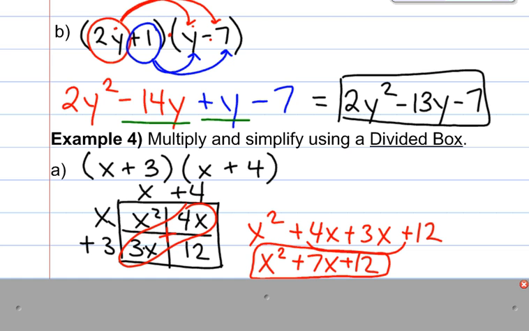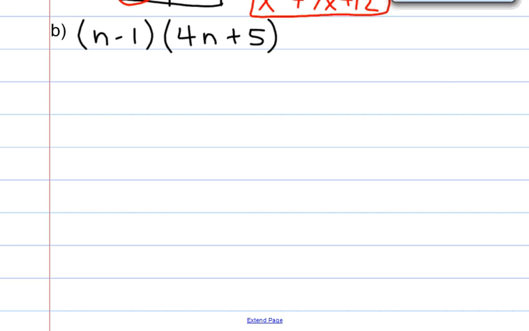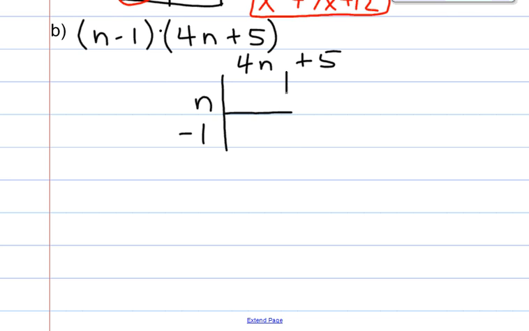Okay, so I'm going to show you that one more time because I know it's kind of confusing the first time you see it. All right, so I have 2 binomials, right? They're 2 terms of a polynomial that are being multiplied together. So I want to have n minus 1 go down the side. So I'm splitting up my terms, and so my box will look like that. Then across the top, I have 4n plus 5. So that's being split like that.